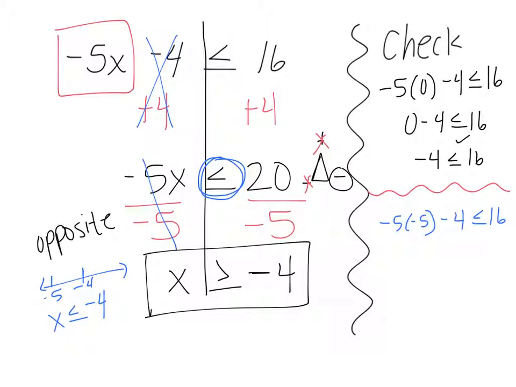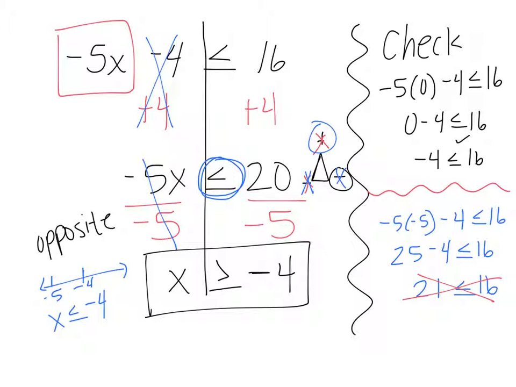Negative 5 times negative 5, so remember your triangle sign up here, a negative times a negative will leave me a positive, so I have 25 minus 4 is less than or equal to 16. 25 minus 4 is 21. 21 is definitely not less than 16. So that's what happens when you forget to flip your sign. When we divide by negatives or multiply by negatives, our inequality sign is going to flip. That rule will be in your ISN notes, but I wanted to introduce that here in this video as well.